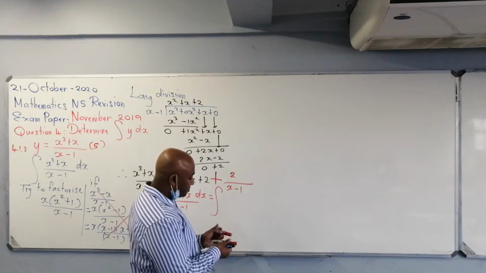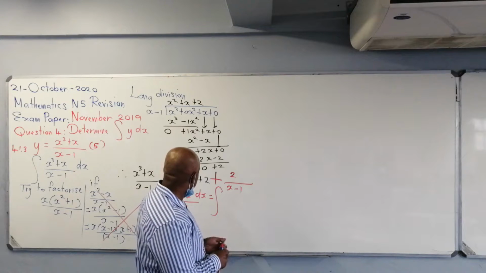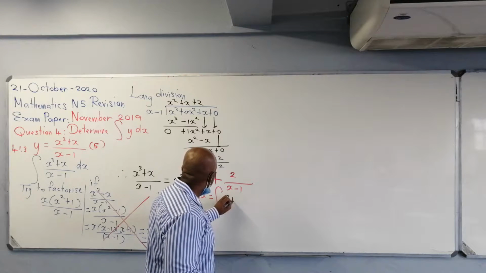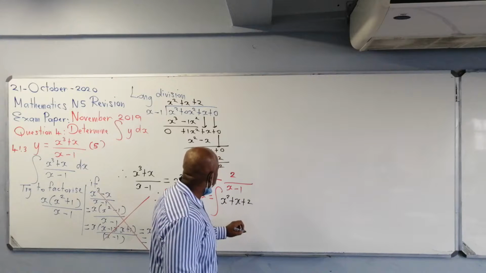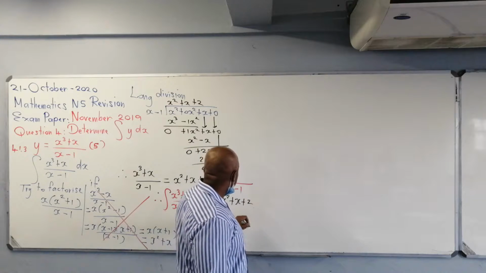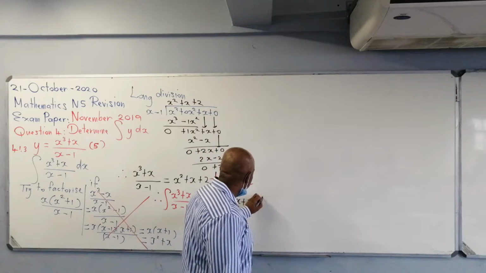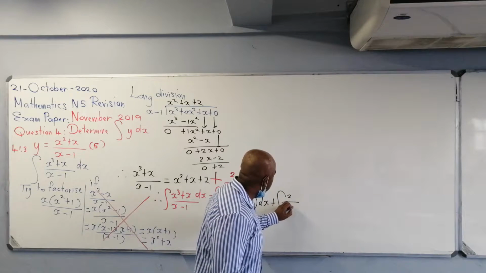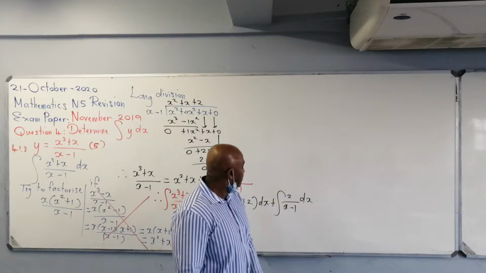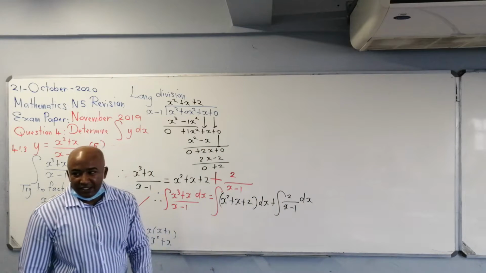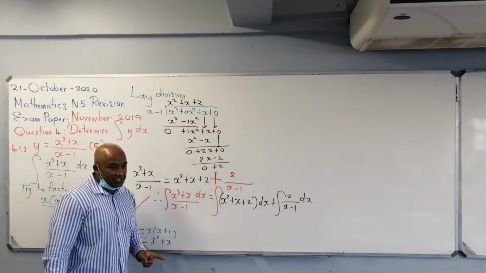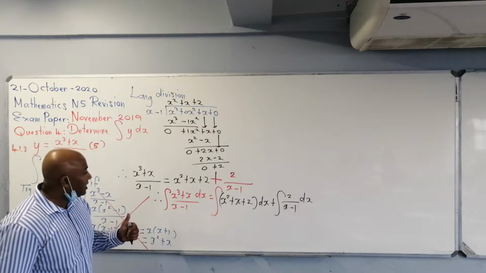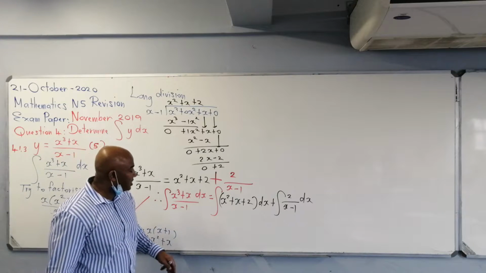integral of x squared plus x plus 2. We can do this separately if you want to, plus the integral of 2 over x minus 1 dx. And the last part is the easy part here. The main thing is the long division. You have to realize that you have to use the long division.